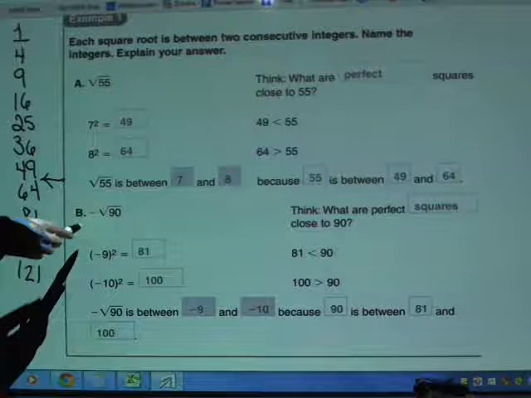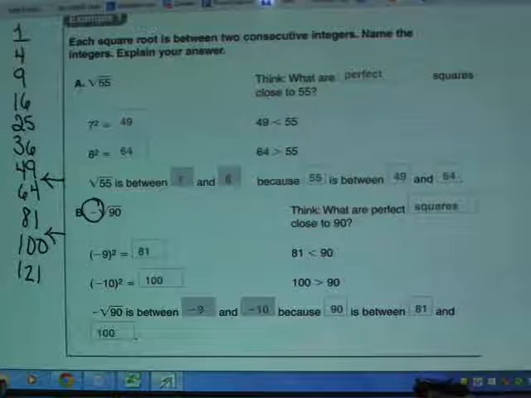Now what we have to remember though is there was this negative out front that we've already discussed. So what we're going to do is we're going to change the signs on those and make them negative. If they were negative, they would have become positive, but that's not really applicable here. But that's all we're doing, is we're changing the signs. So we're going to say that the square root of 90 is somewhere between negative 9 and negative 10.